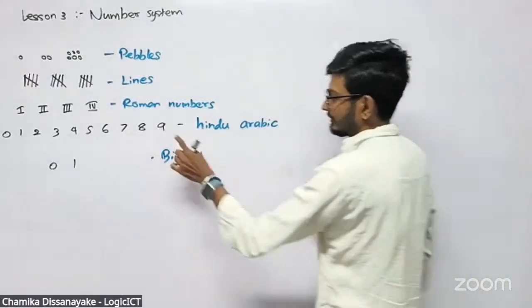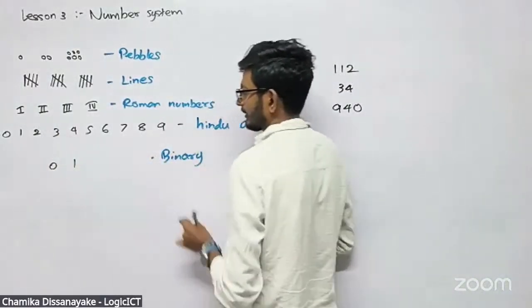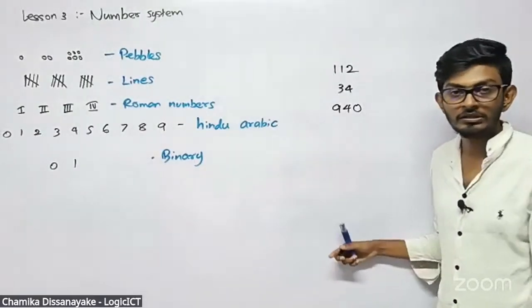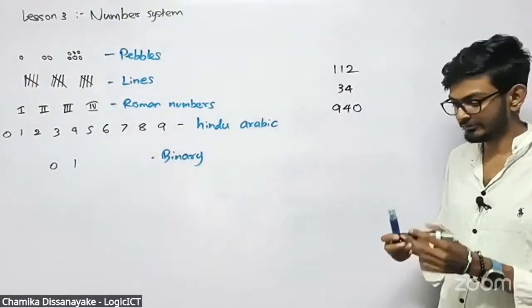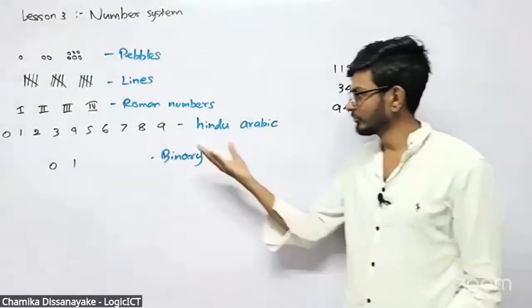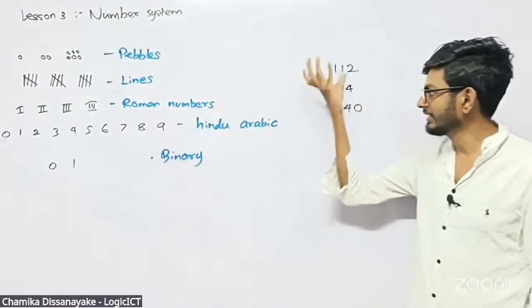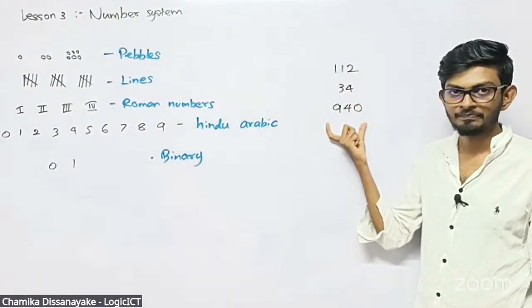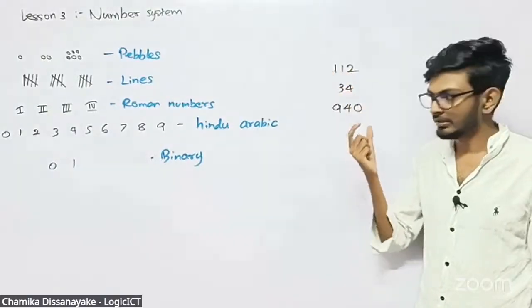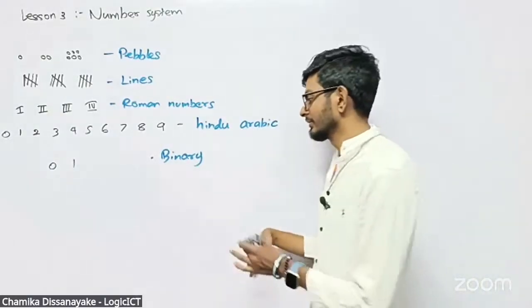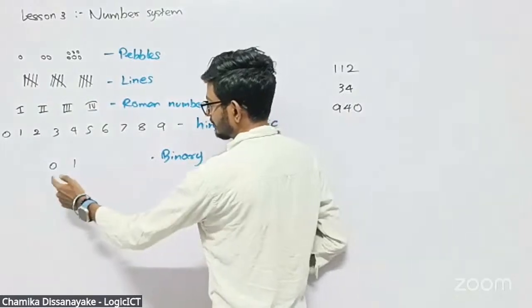Also, we have 940. Only those three symbols. Likewise, we are going to use these symbols to write any number. Okay, this is a valued number. Likewise, in the binary number system, we have 0 and 1.